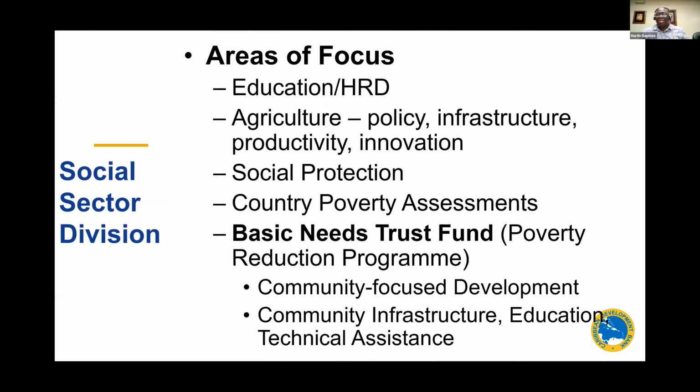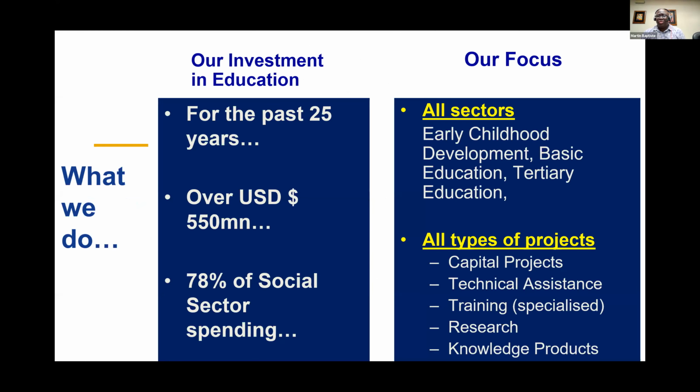And we do have a Basic Needs Trust Fund, which is our signature poverty reduction program that is fully grant funded and is supported by our contributors, that focuses on community-focused development and also community infrastructure. The three main sectors are education, water and sanitation services, and we do provide some other support in the area of livelihoods. So I'm going to share very quickly about education, which is the main sector within which we operate in the social sector.